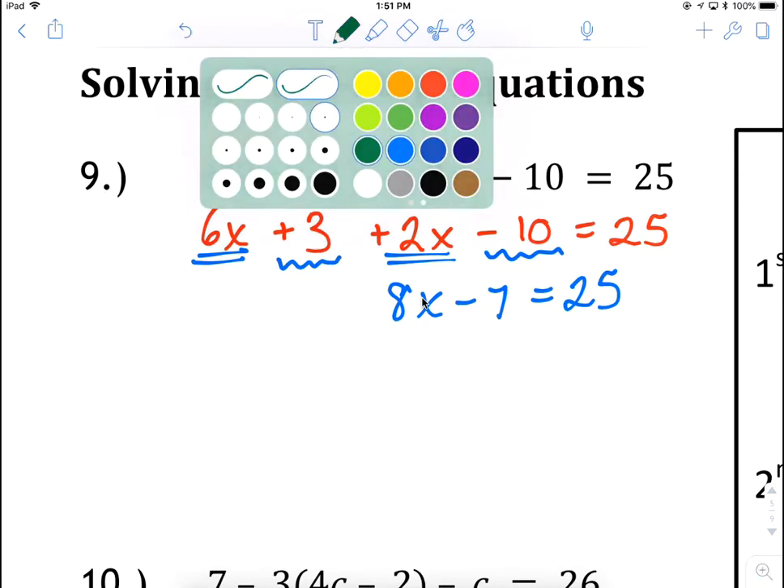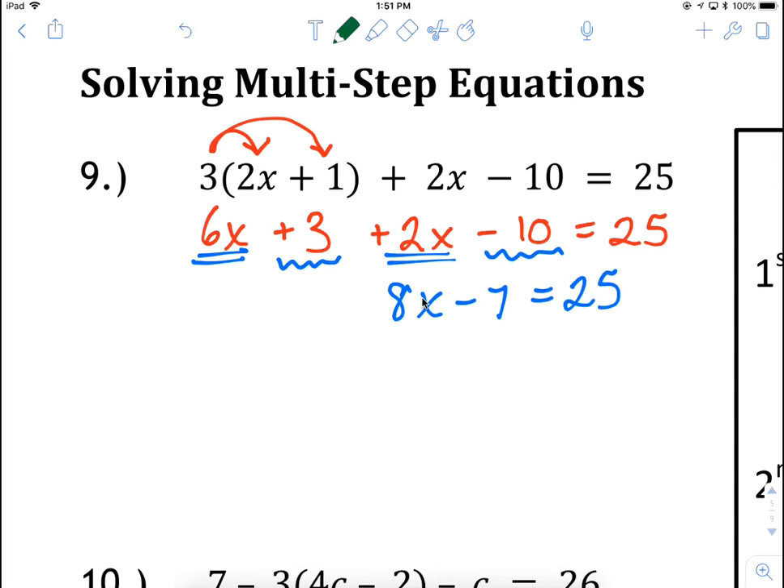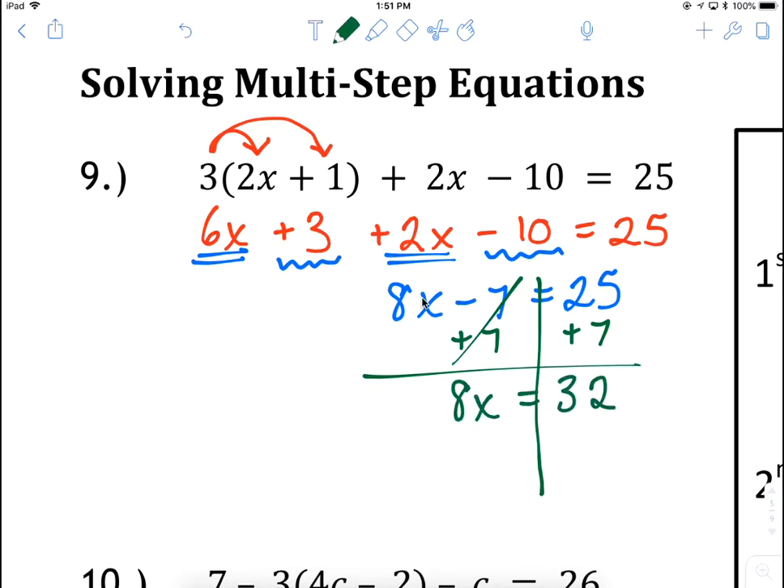All right, so going into our next step. Who's the loner at the party? That's going to be our 7. So to cancel out a minus, we're going to add 7 to both sides. 7s will cancel, and that will make a 32. 25 plus 7. The 8x just came down.